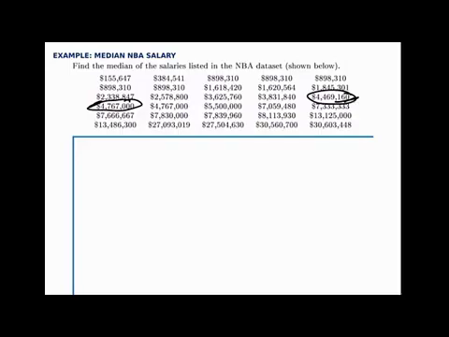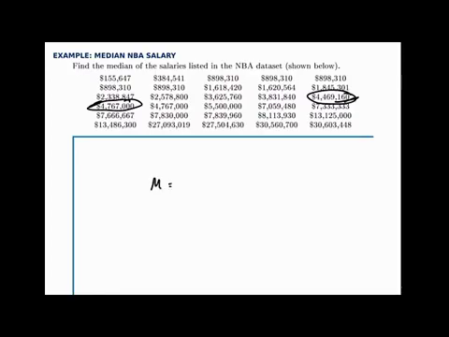If we had an odd number of data points, like say we had 29 players, we would find the middle value and that would be our median. We wouldn't have to find any average. But anytime there's an even number, there will be 2 in the middle, so we need to find whatever is halfway in between those 2.